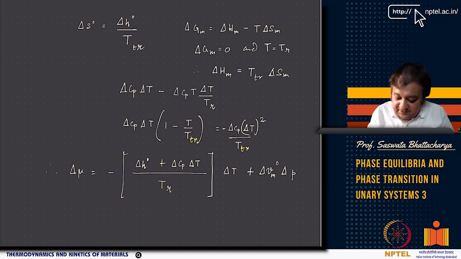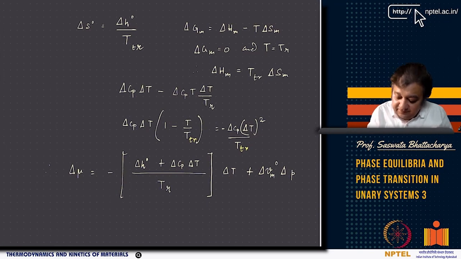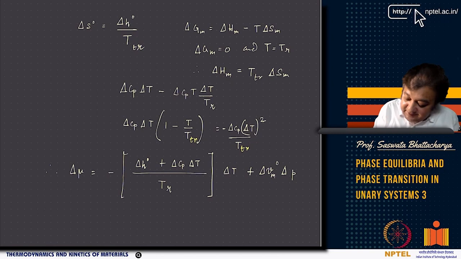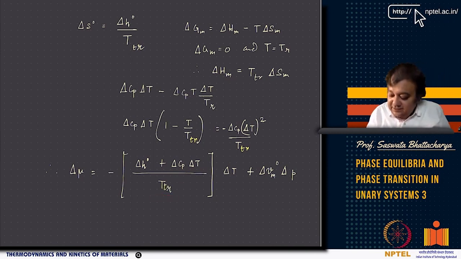Delta H naught is the difference in the enthalpy of transformation, calculated at the standard state, and the difference in heat capacity, and then there is this delta T, and this is T transformation. And then there is also delta Vm naught, delta P. So this is how we can calculate delta mu, and from delta mu, I can calculate the driving force, because the driving force is proportional to delta mu.